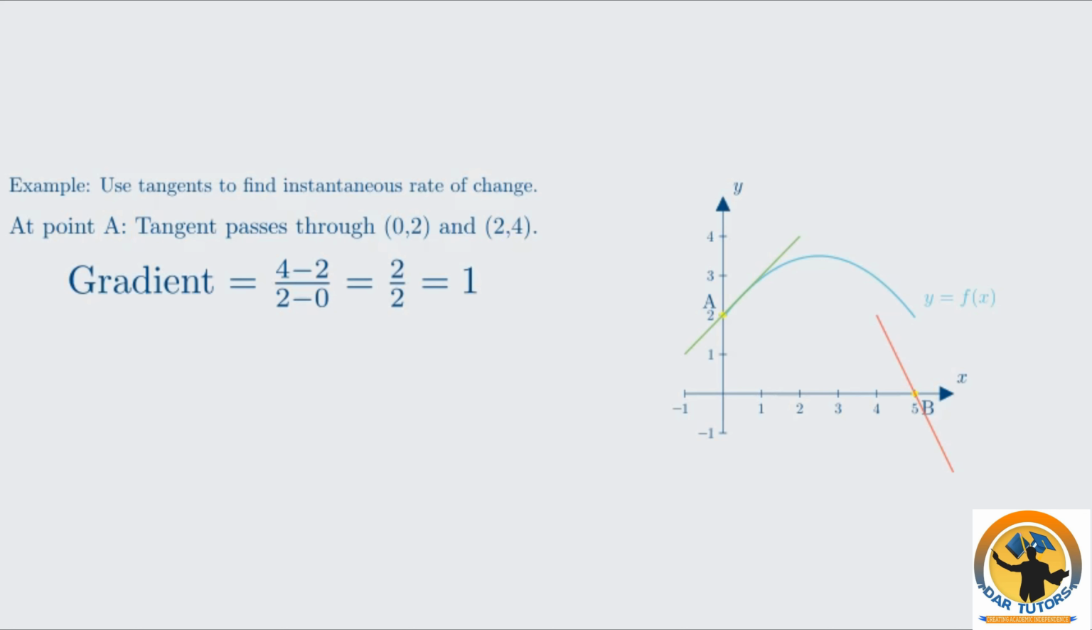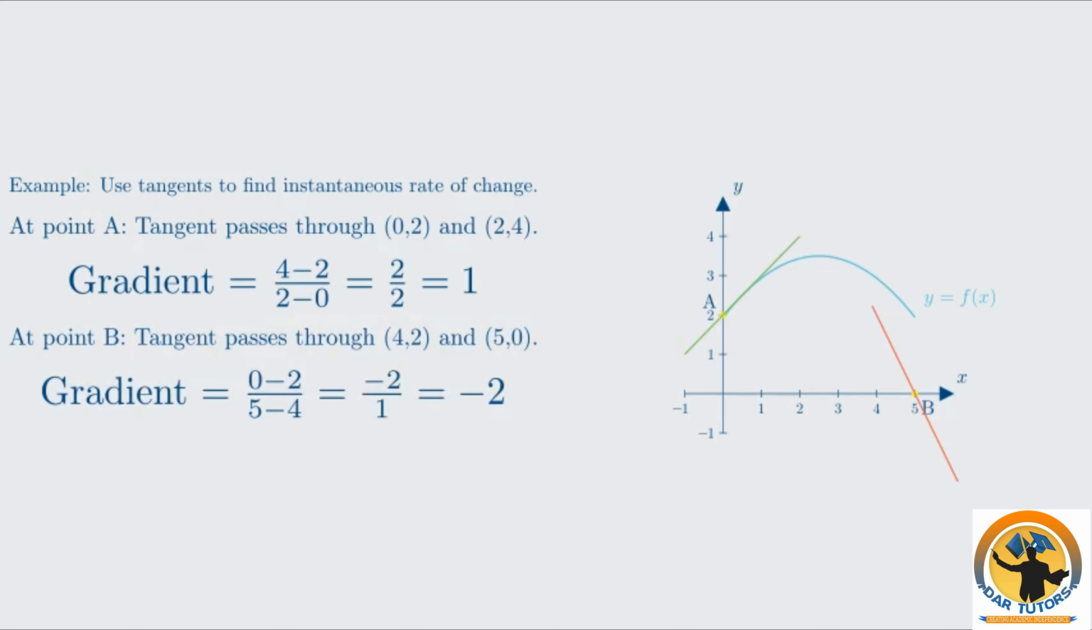So the instantaneous rate of change at A is 1. Similarly, to find the instantaneous rate of change at B, we find the gradient of the tangent line at B. This line passes through (4, 2) and (5, 0). The gradient is (0 − 2) divided by (5 − 4), which is −2. The instantaneous rate of change at B is −2.